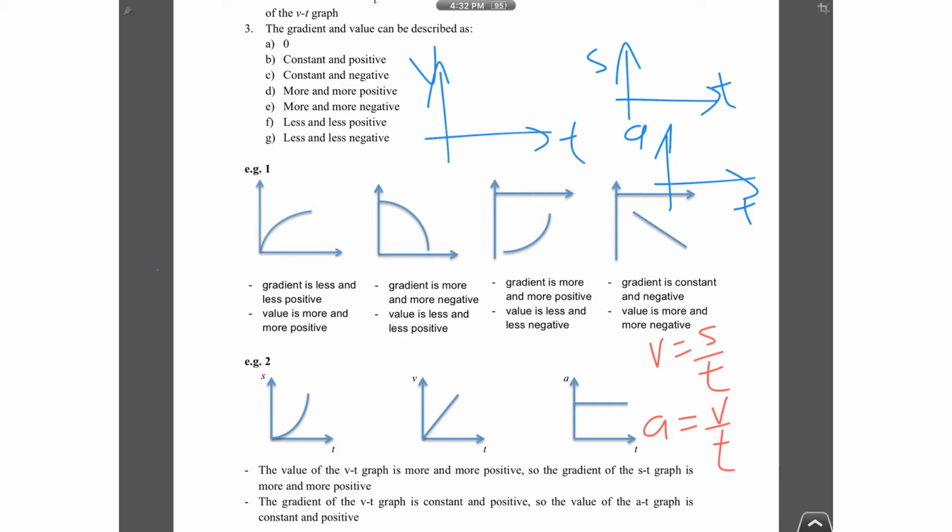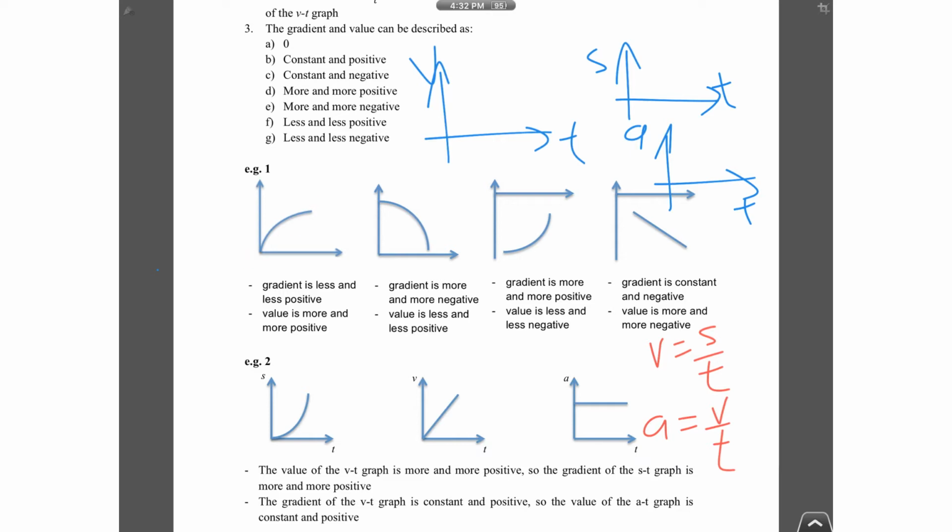Okay, now if we want to look at gradient, we need to look at the slope. So when I ask you to describe the gradient, I want you to imagine the slope. That means imagine you're climbing this hill. As you're climbing this hill, is it pointing up or down? Any line that points up is a positive gradient. Any line that points down is a negative gradient. Do you understand?